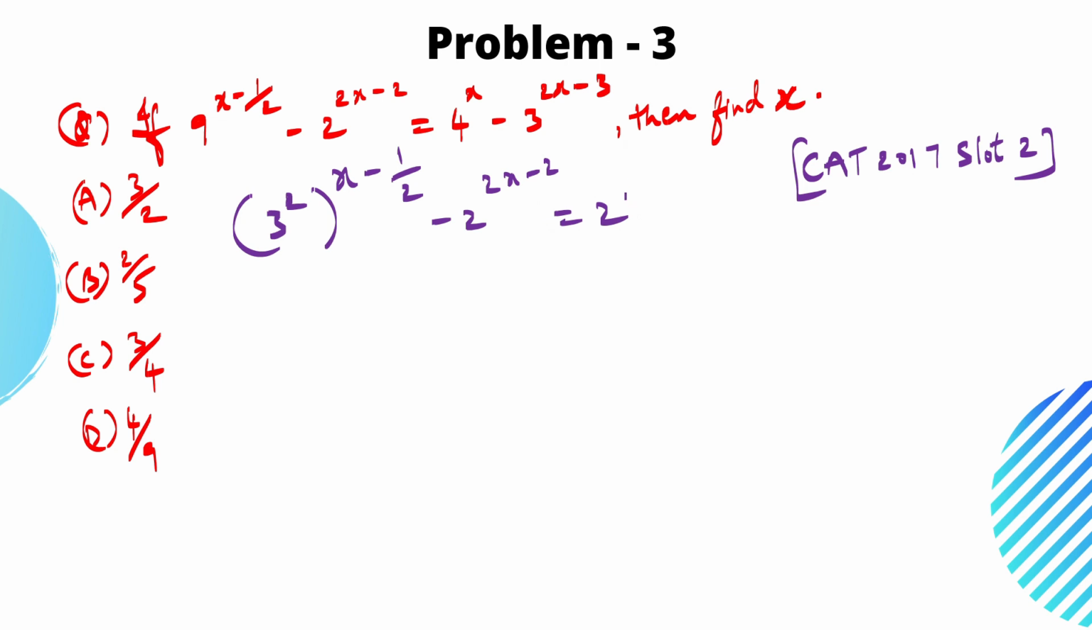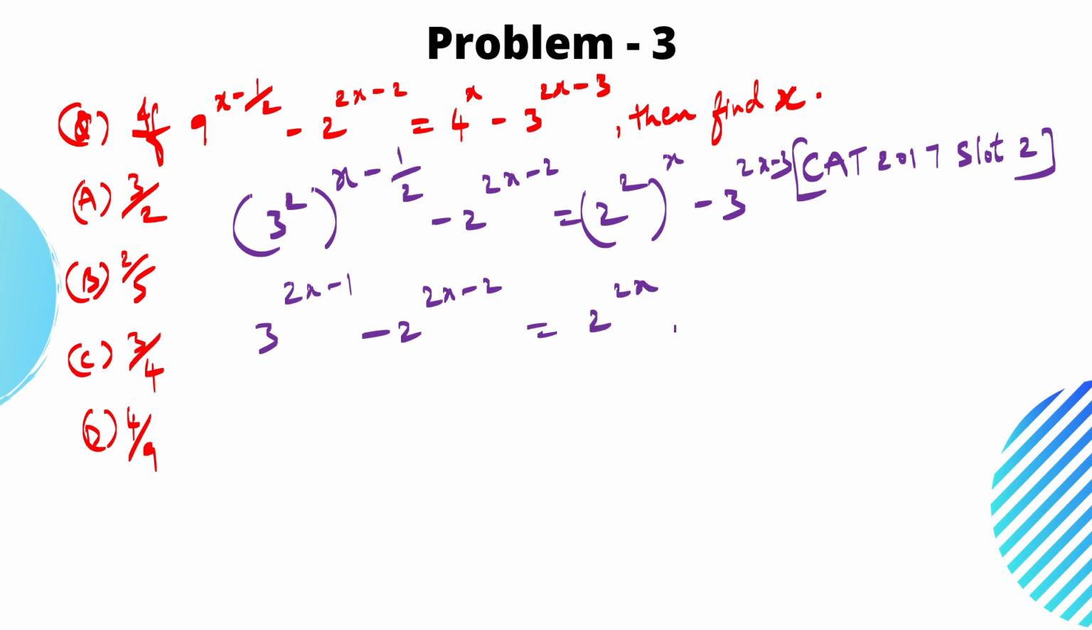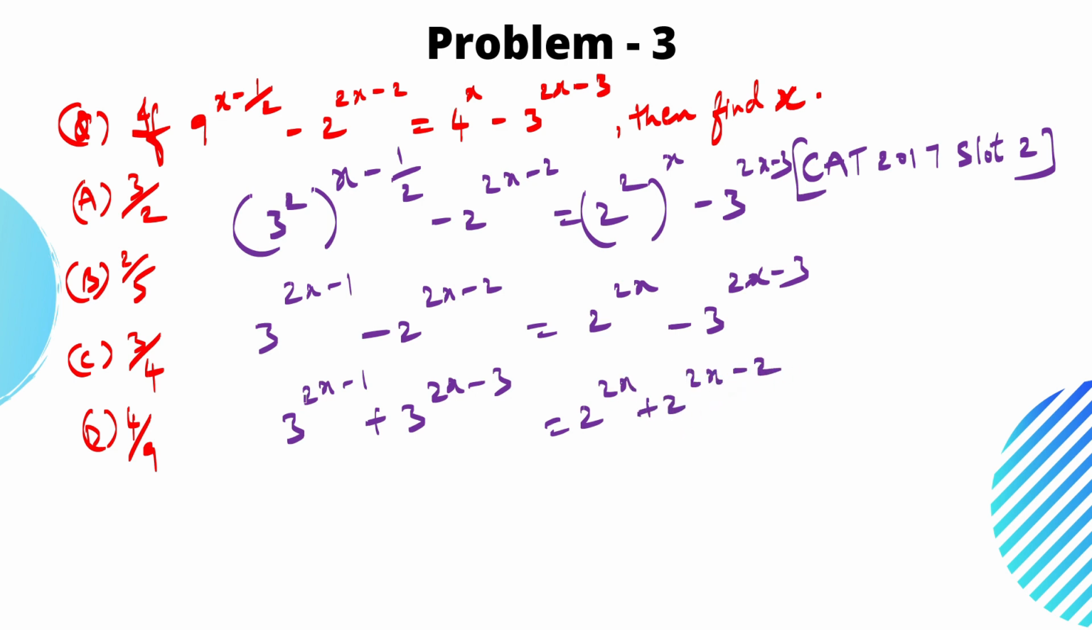This is equal to 4 written as 2 square whole power x minus 3 into 3 to the power 2x minus 3. So just multiply this. 3 power 2x minus 1 minus 2 power 2x minus 2 will be equal to 2 power 2x minus 3 power 2x minus 3. Right. So let us bring the equal bases to one side. 3 power 2x minus 1 plus 3 power 2x minus 3, this is equal to 2 power 2x plus 2 power 2x minus 2. Again, this resembles the previous problem because bases are same, but we cannot equate the exponents.